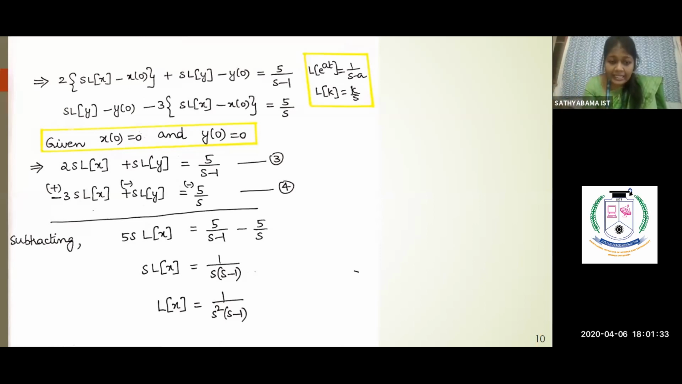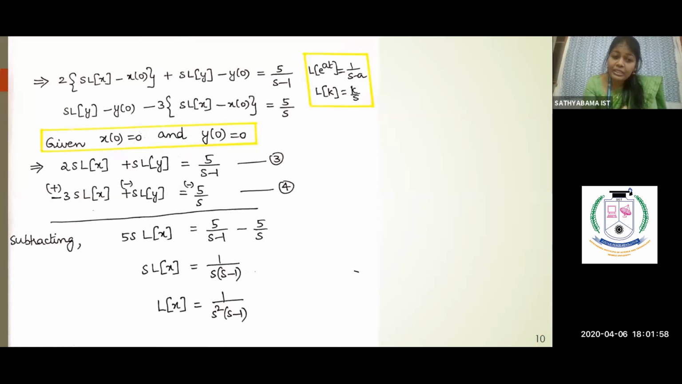Okay. Then I've taken LCM for the right hand side. What will be the LCM for the right hand side? s into s minus 1. Isn't it? Okay. What will be the numerator? s minus of s minus 1. So s gets cancelled. You're left with 1. Okay. So what is L of x? L of x is 1 divided by, bring the s to the other side. You will get s square into s minus 1. Have you understood so far?